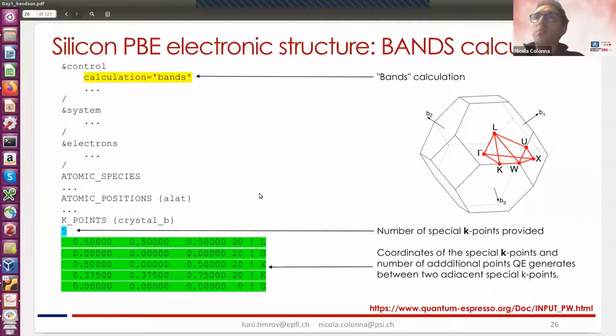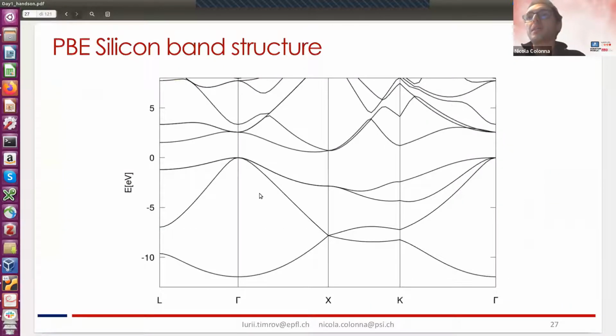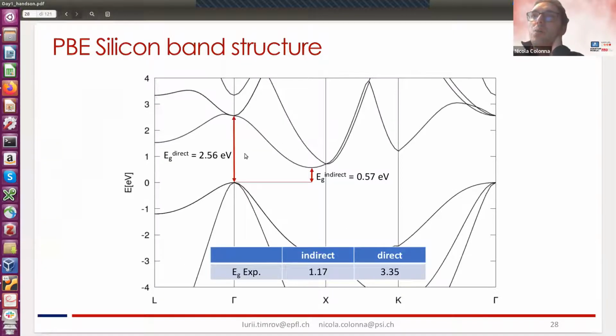So let me go back to the presentation and discuss a bit. So this is now the result of your calculation. This is the band structure of silicon with PBE. If I zoom in, we can now inspect some of the basic properties I was discussing. So the indirect band gap, the minimum energy you need to promote an electron from the valence to the conduction band, is 0.57 electron volt. The direct band gap is 2.56 electron volt.